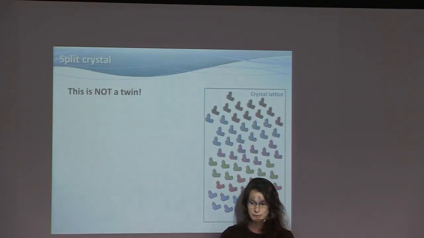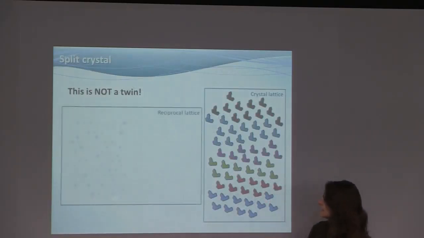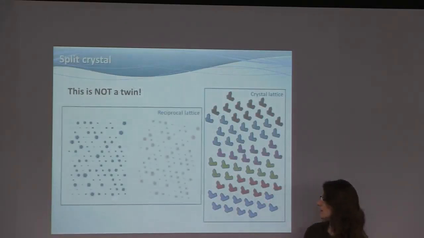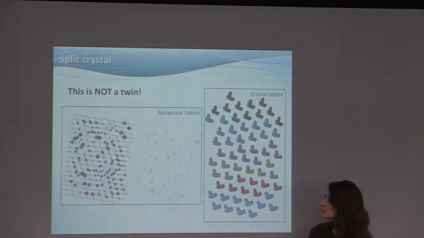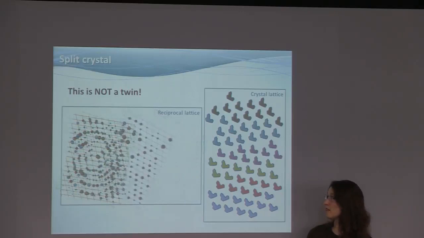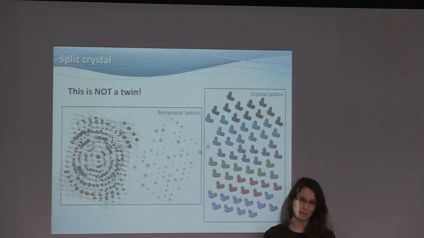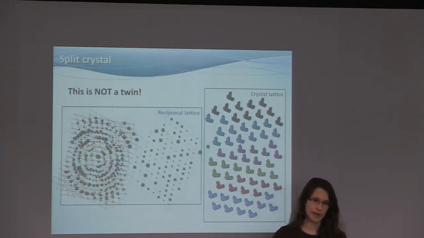So this is not a twin. In this case, you have domains and they are all shifted not very far from each other, and there are very many of them. This typically happens when in the crystal preparation or during cooling, the crystal got shattered.